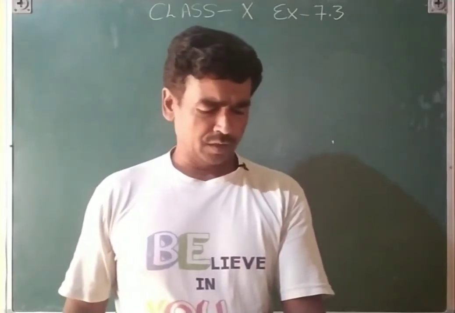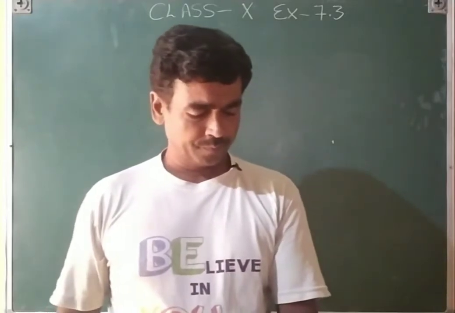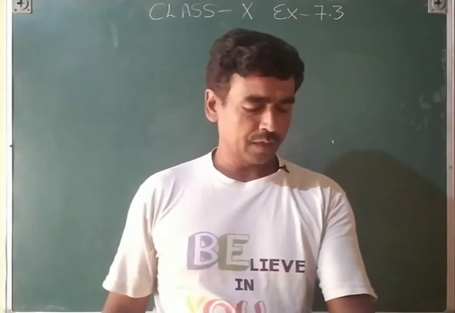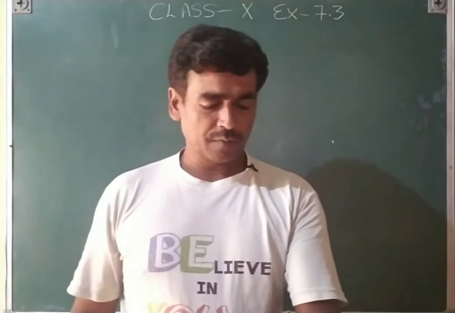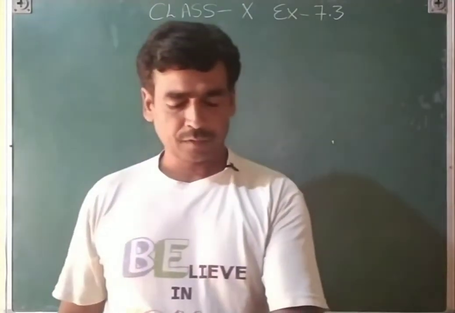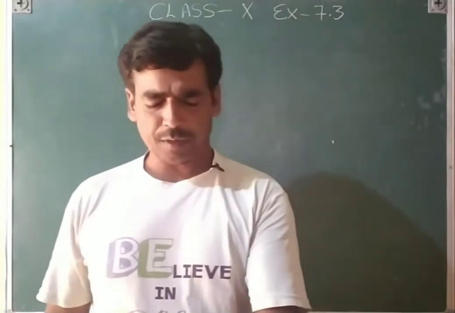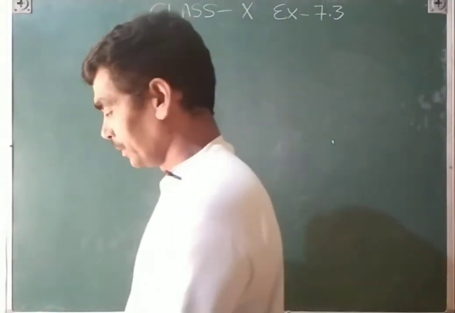Exercise 7.3. In this exercise you will read the area of triangle. Find the area of triangle where the vertices are given. These three are the vertices of the triangle. In the first question you are looking at two parts. First of all we will see the first part, and the second part you can do.